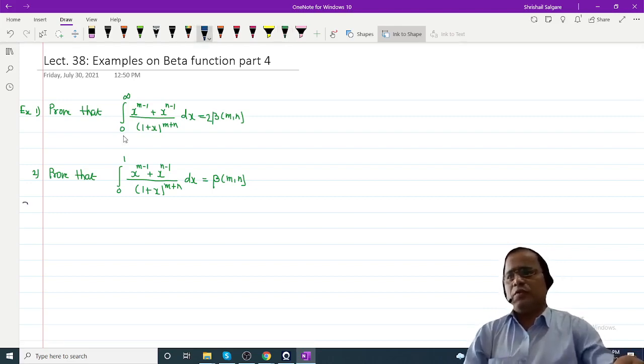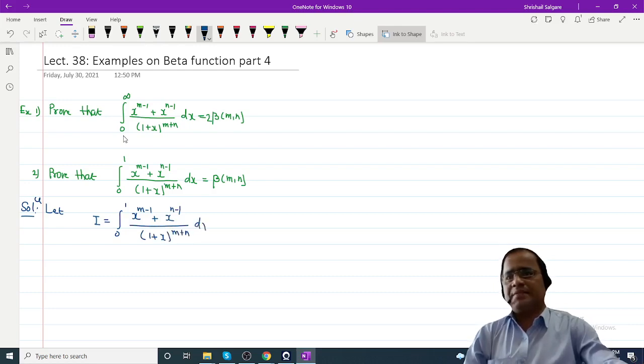The procedure is the same. I will call the given integral I. So let I be the integral from 0 to 1 of x raised to m minus 1 plus x raised to n minus 1, divided by 1 plus x raised to m plus n, dx. What did we do in the last step? Yes, anyone can reply.